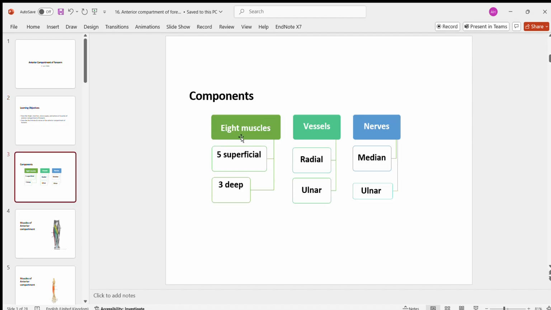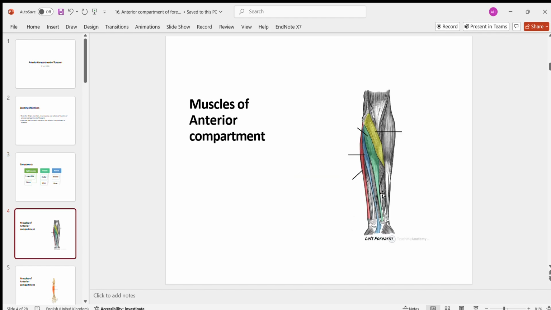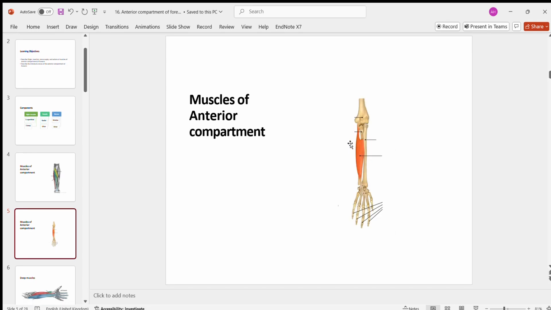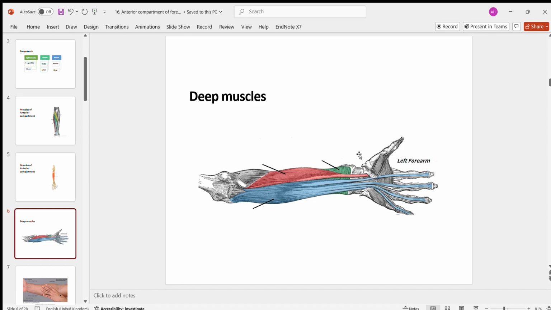This compartment has 8 muscles, 5 superficial and 3 deep, 2 vessels, the radial and the ulnar arteries, and 2 nerves, the median nerve and the ulnar nerve. The muscles of the anterior compartment of forearm in the superficial layer, starting from the lateral side, are: this red one, pronator teres, blue one, flexor carpi radialis, green one, palmaris longus, and yellow one, the flexor carpi ulnaris. Just below these is another superficial muscle called the flexor digitorum superficialis.